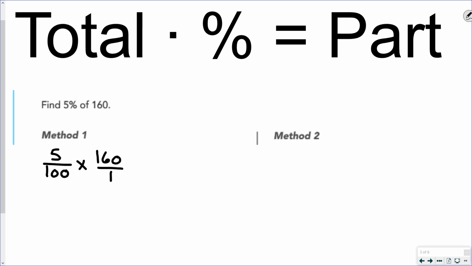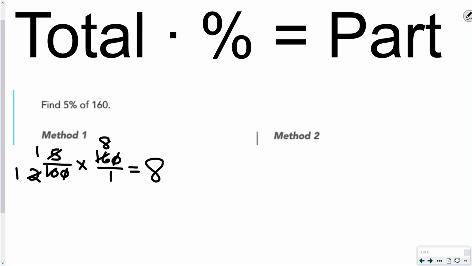We can do some simplifying here. We can divide both the 100 and the 160 by 10, so we eliminate those zeros. We now have 5/10ths. Well, 5/10ths can simplify down to 1/2. And then we can divide both 16 and 2 by 2. 2 becomes 1, 16 becomes 8. So we have an answer of 8.